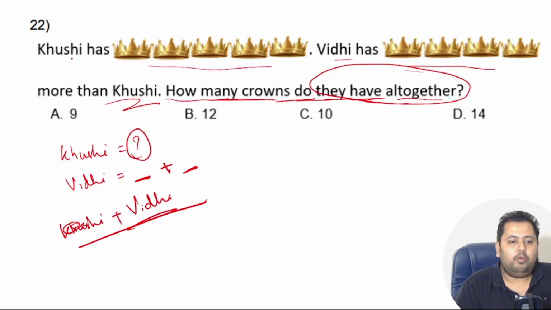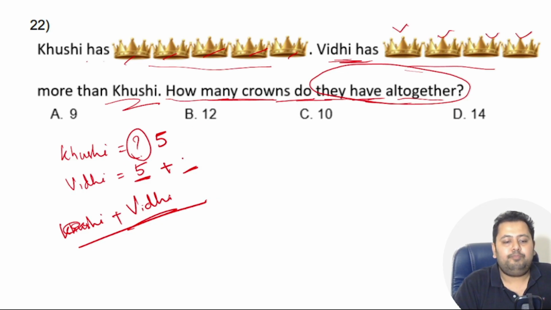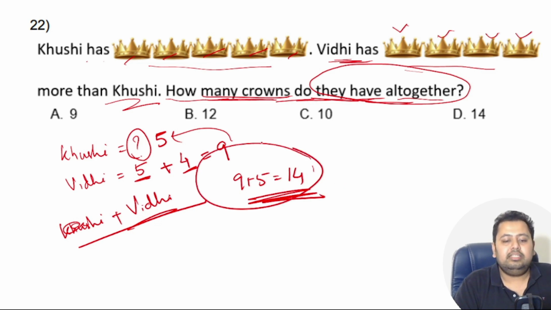Great. So let's count this out. Khushi has how many crowns? She has 1, 2, 3, 4, and 5. So Khushi has 5 crowns. Vidhi has 4 more crowns than Khushi. So Vidhi has 5 plus 4, that is equal to 9. How many crowns do they have altogether? Altogether they have 9 plus 5, that is equal to 14 crowns. So this is your correct answer, option number D. I hope you got it correct. If you did, give yourself a star.